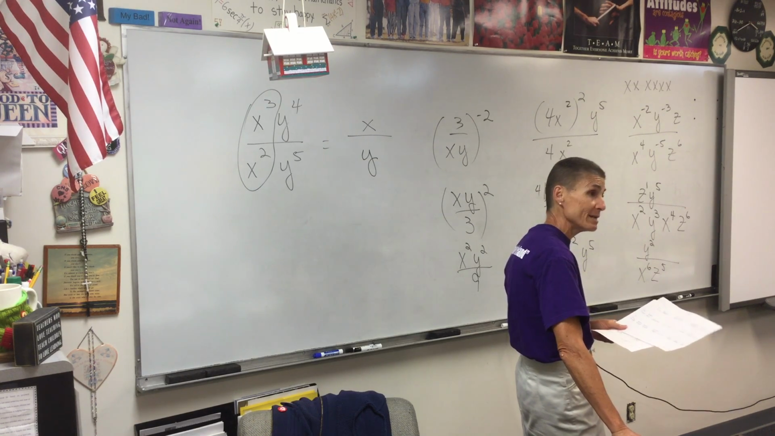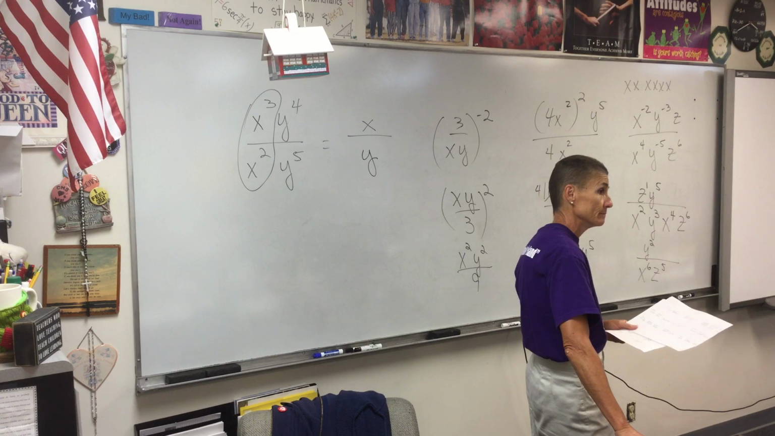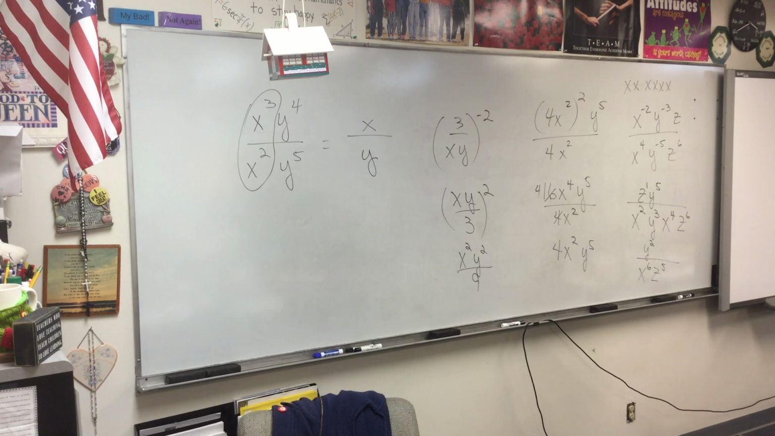Can somebody just tell me the answer to E? That one you can pretty much do. Colleen? X to the sixth over 27. Because what do we have to do? We have to do 3 to the third. And 3 to the third means 3 times 3 times 3. X to the sixth over 27. Oh yeah. It's my job to stand up here and blab. It's your job to stop me if you have a question, okay? X to the sixth over 27.